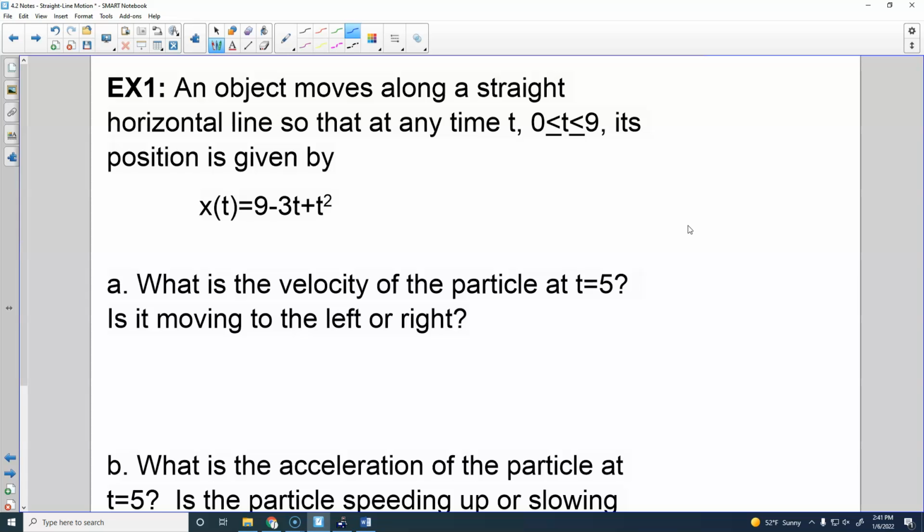So to find velocity, what have we got to do with our position function? Take the derivative. So this is what I strongly prefer.